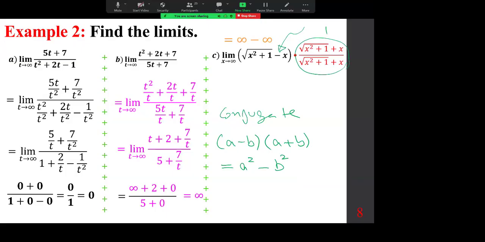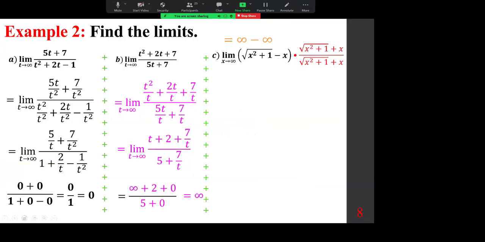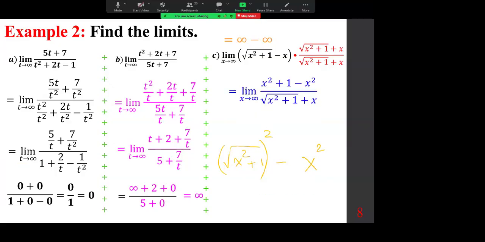So what happens to the denominator? Absolutely nothing. You just extend this and you have the denominator. Now the numerator, you get this expression squared minus this expression squared. So the first one comes out of the radical sign. They cancel each other.